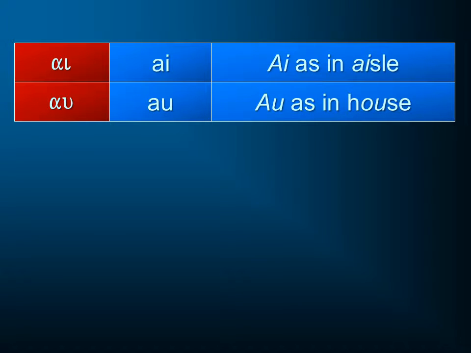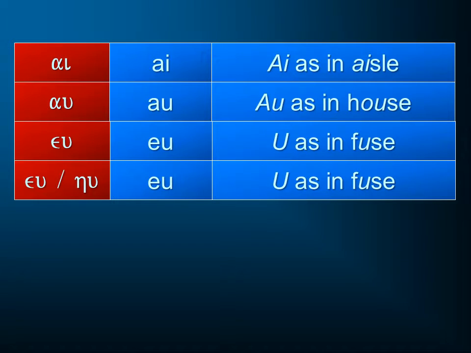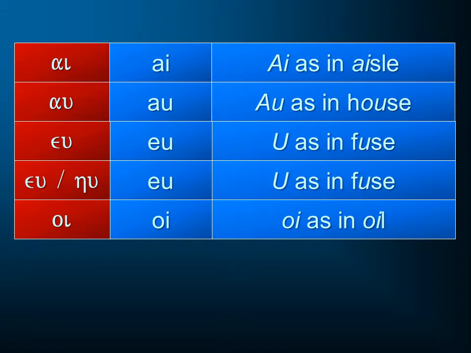An alpha upsilon, when we put that together, is going to have the sound of owl, like house. Here's another diphthong, the epsilon and the upsilon, and that's the U sound, like in fuse. You notice I get both sounds, but they're squished together, U. I can have either the epsilon upsilon or the eta upsilon. Again, it has that same sound as in fuse, the U sound.